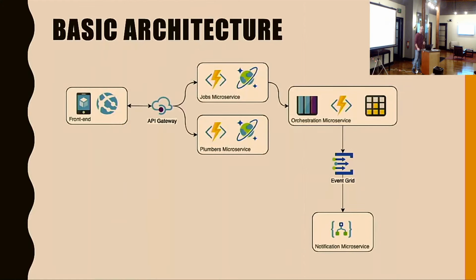All right. So the basic architecture looks like this. We're going to have our front end, and I apologize, I wasn't able to create the front end application in the time that it was given to me. You can thank Ben Coates for that. But then we have API gateway, behind which we have our jobs microservice and plumbers microservice. I could have put in a customers microservice, but for the time, these two microservices will suffice. Then we have an orchestration microservice.